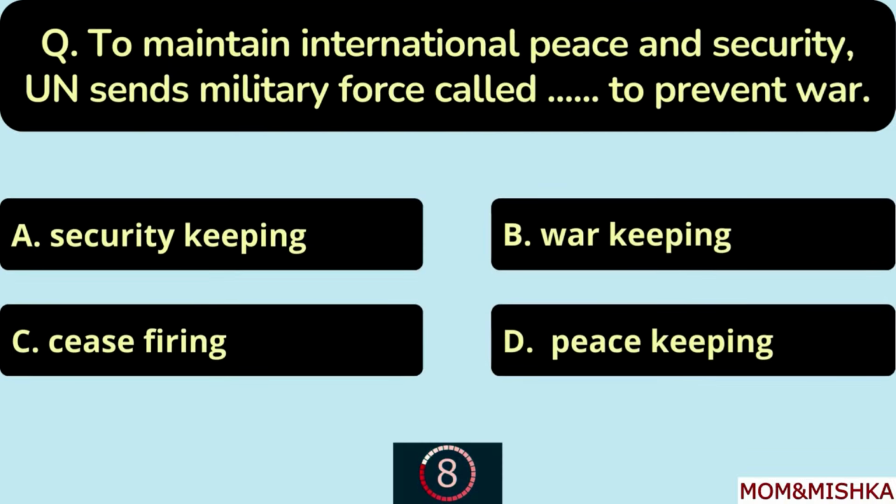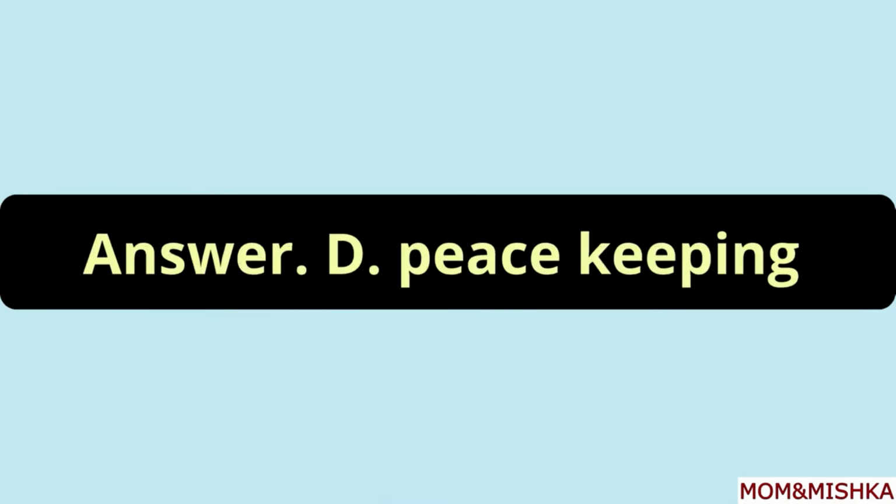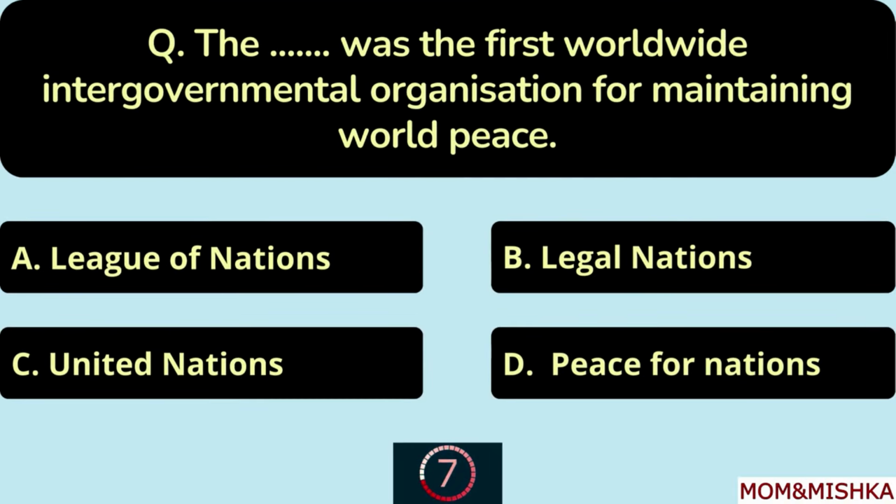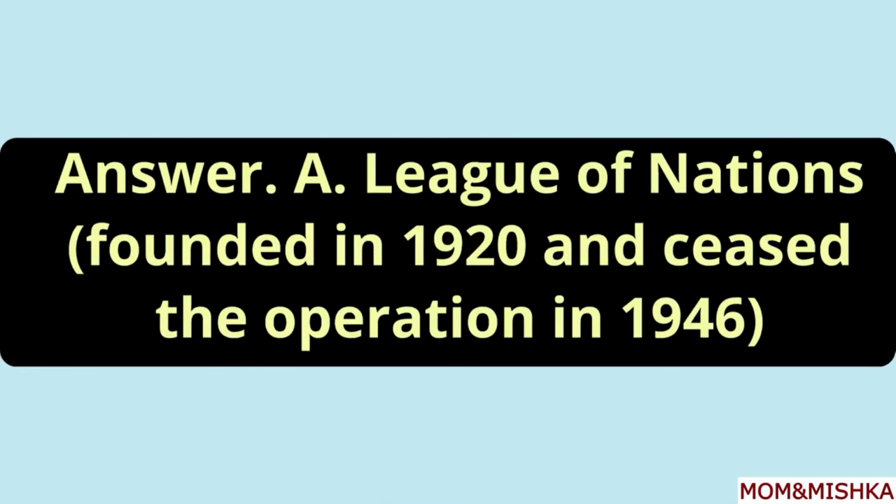To maintain international peace and security, the UN sends a military force called blank to prevent war. The answer is option D, peacekeeping. The blank was the first worldwide intergovernmental organization for maintaining world peace. Answer is option A, League of Nations. It was founded in 1920 and ceased its operation in 1946.